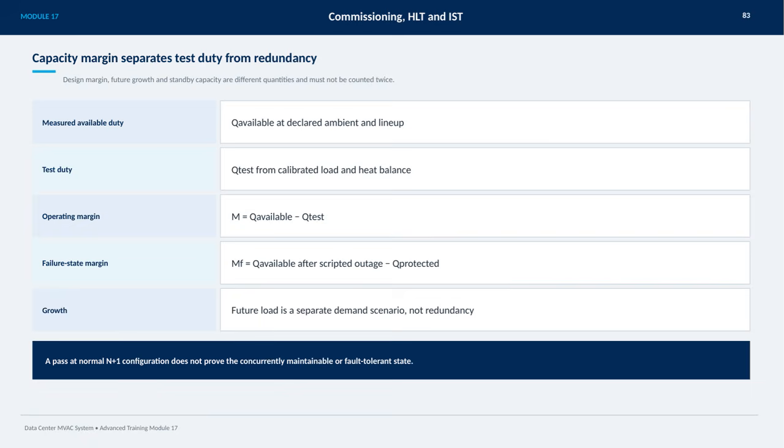It's critical to remember that future growth represents a separate demand scenario and is not a form of redundancy. Finally, passing a normal N+1 configuration test doesn't necessarily prove that your system is concurrently maintainable or fault-tolerant. This distinction is key for ensuring true reliability in your MVAC system.